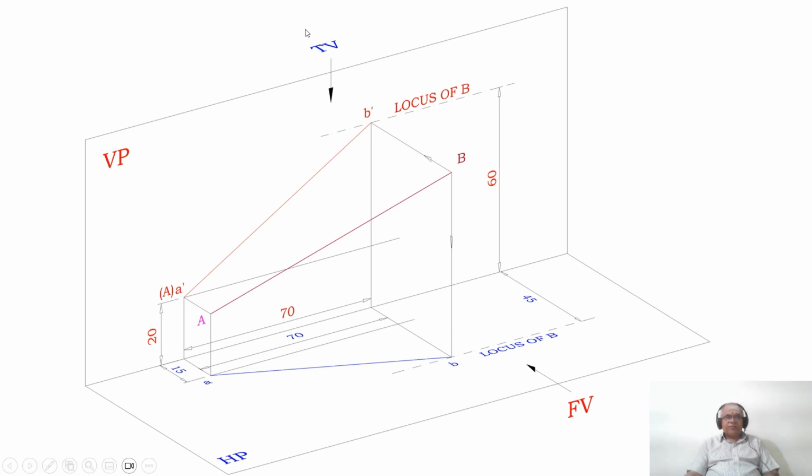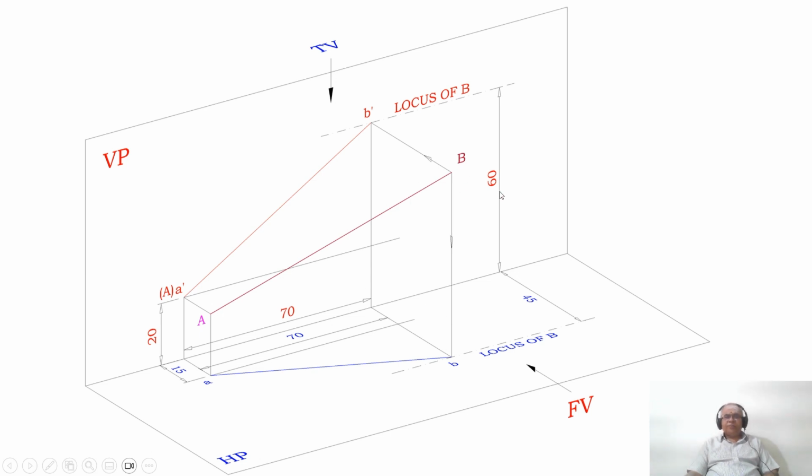Similarly, when you look from the top view, he has given the distance in front of VP, which is 15 mm. So when you look from the top view, you can see the distance from small a to this point. This is 15 mm in front of VP. If you join these two, then you are going to get the point A in space.